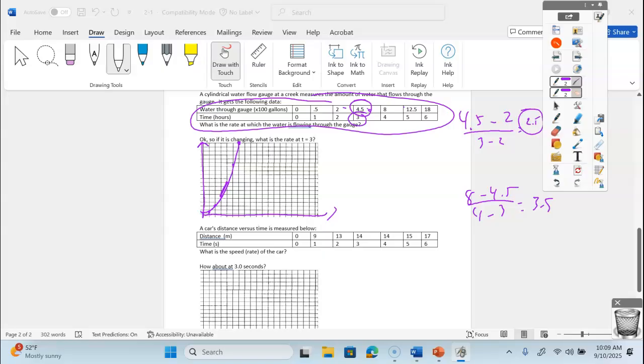That's a lie. If you didn't pick these 2 points, it's 2.5. If you pick these 2 points, you get 3.5. Something like that, isn't it? It's the best we can do. That's a bummer. We like our math to give us nice answers, don't we? All right. Let me try the car's distance versus time measured below.